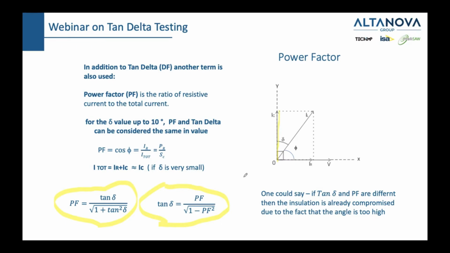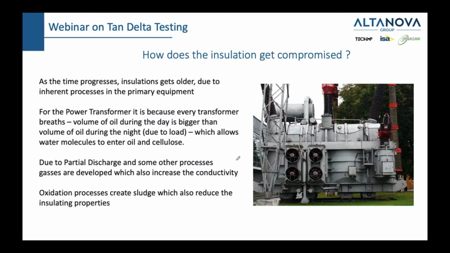And one could say that if tan delta and power factor are different, then the insulation is already compromised due to the fact that the angle is too high. So if your delta is more than 10 degrees, we already have too much resistive current, which will in turn destroy our insulation. But how does the insulation actually get compromised?